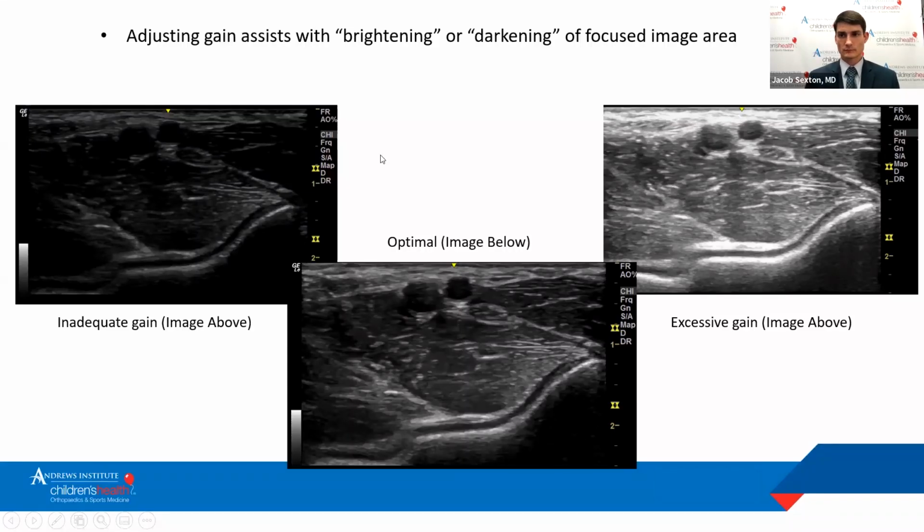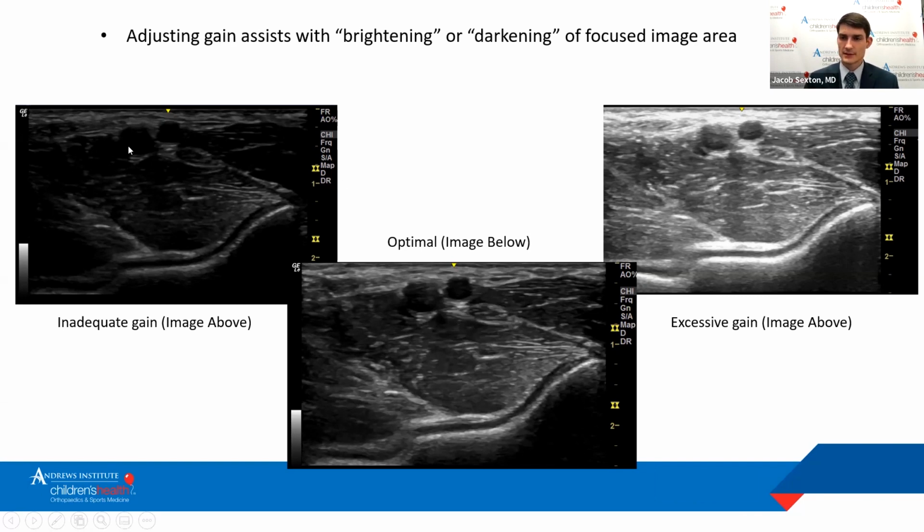So as opposed to depth, gain is discussing the brightening or darkening of your focused image area. So this is making sure that structures supposed to be black appear black, and that structures that appear white are supposed to be white without overemphasizing those structures. So the far left image gives a good example of what we call undergaining.